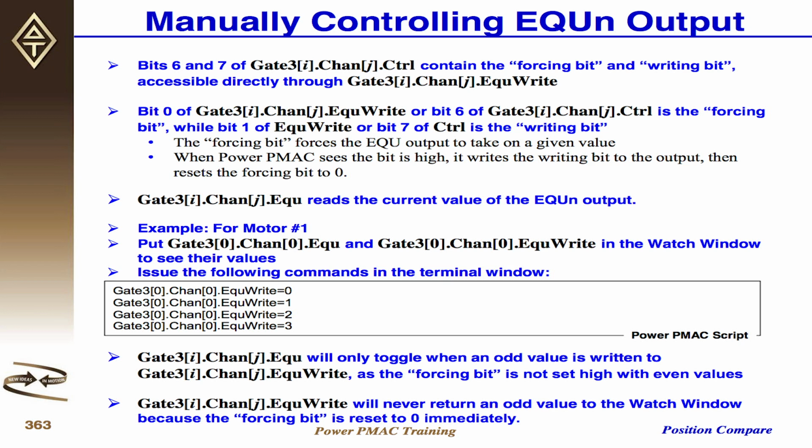EQU write is actually bits 6 and 7 of gate3.chan.control. It's a 2-bit element there. You can access it either way. However, EQU write can be the easier way to access it. And it's made up of a forcing bit and a writing bit. The most significant bit is the writing bit, which is to say when you trigger it to write to the EQU output, whatever value is in the most significant bit of EQU write will be the value that actually gets sent to the EQU output. And the lower bit is the forcing bit. Whenever the lower bit goes high, so whenever EQU write has an odd value set to it, it will then set the most significant bit, the writing bit, to EQU out.